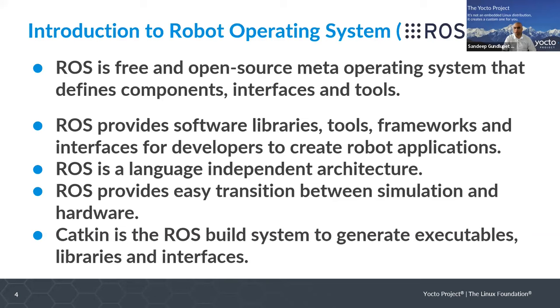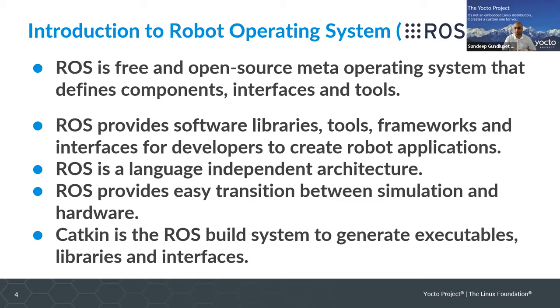Basically, ROS provides software libraries, tools, frameworks, and interfaces for developers to create robotic applications, which can be used in automotive, industrial, medical, marine, and many other applications. ROS is a language independent architecture, so you can write ROS in C++, Python, Java, etc. It provides an easy transition between the simulation and the hardware.